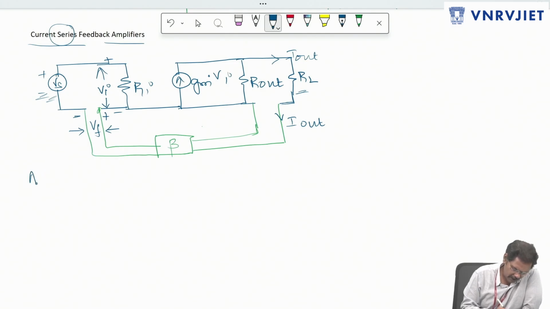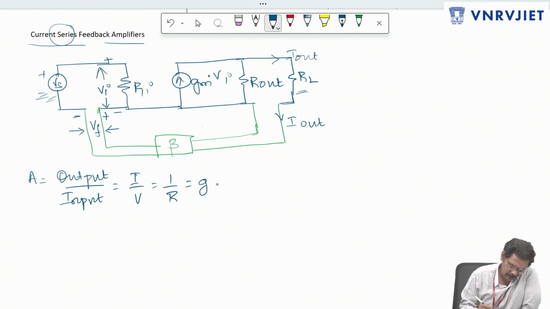We generally say the amplifier gain is output by input. Now in my case the output is current and the input is voltage, so this is like 1 by R, which we can call the conductance, G. So this is the concept we are going to see: the output is I out and the input is V.